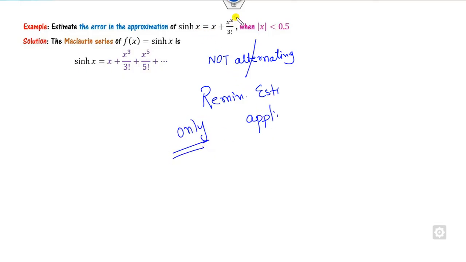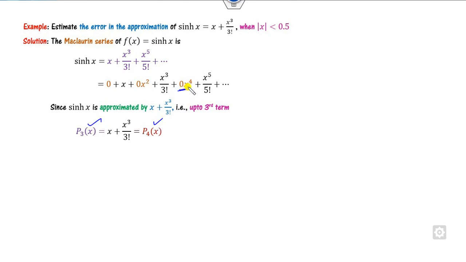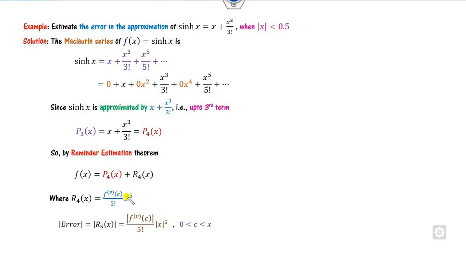This is up to degree 3. Firstly, some terms are missing, so you can write in this way. P3 and P4 are similar because the coefficient of x^4 is 0. So f(x) is P4 plus R4. R4 can be written as this. So the target is to find the value here.